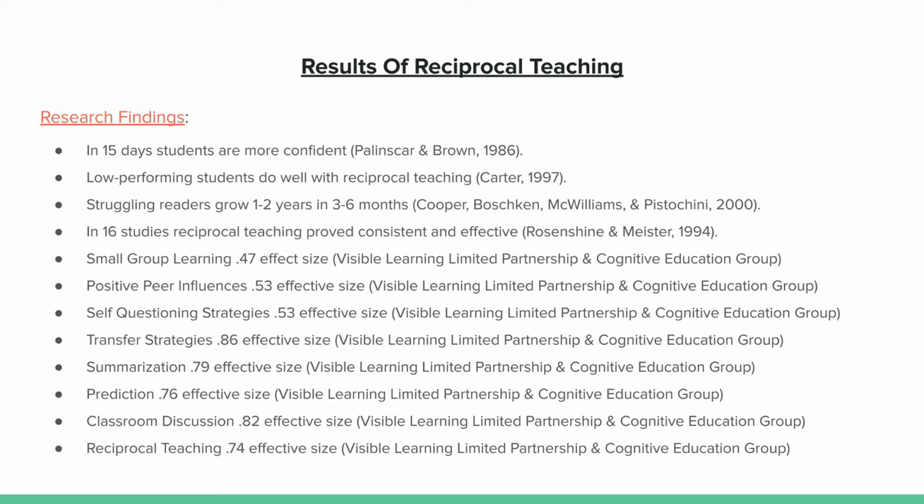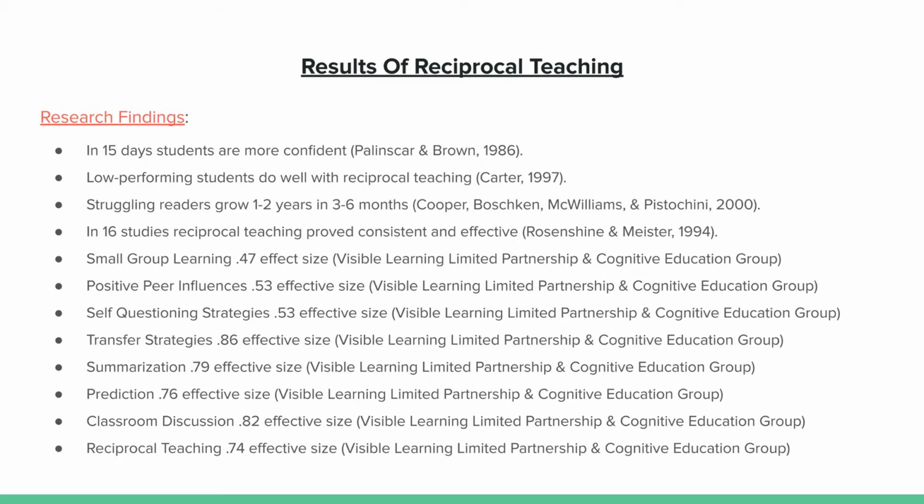Small group learning had an effect size of 0.47. Anytime you get over 0.5, it's very effective. If we look at Hattie's research here, we look at positive peer influences, the collaboration that takes place within reciprocal teaching. It had 0.53 effect size. Self-questioning strategies that the reader will process through as they're reading and within their group. So they had a 0.53.